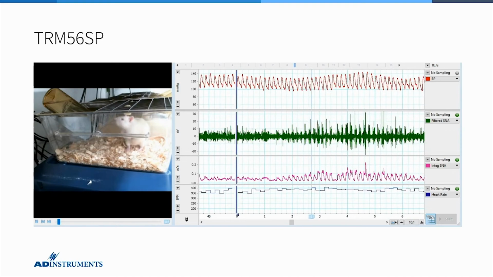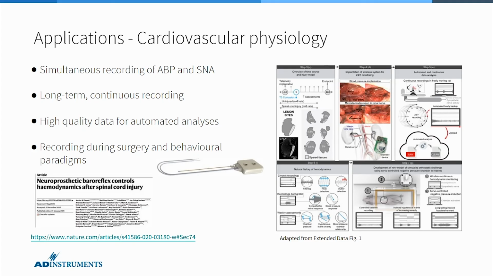And a great example of this telemeter in use was published in Nature at the start of this year by Jordan Square from the EPFL in Geneva in Switzerland and his collaborators at the University of Calgary in Canada. They were using the 56SP telemeter to measure arterial blood pressure and sympathetic nerve activity to monitor the hemodynamics of spinal cord injured rats, and then looking at some treatment protocols using some stimulation as well.